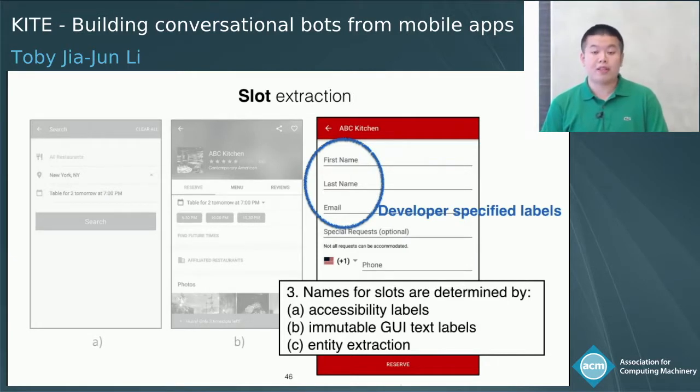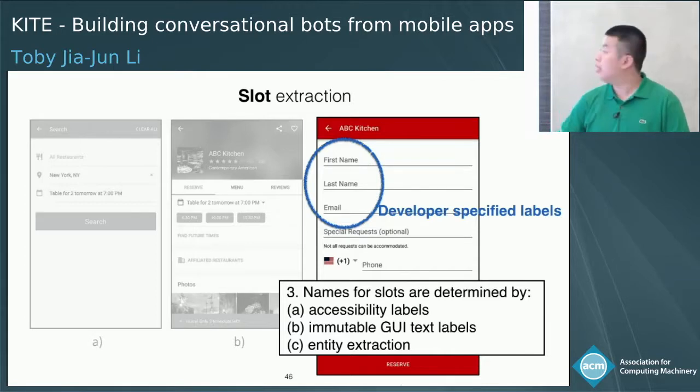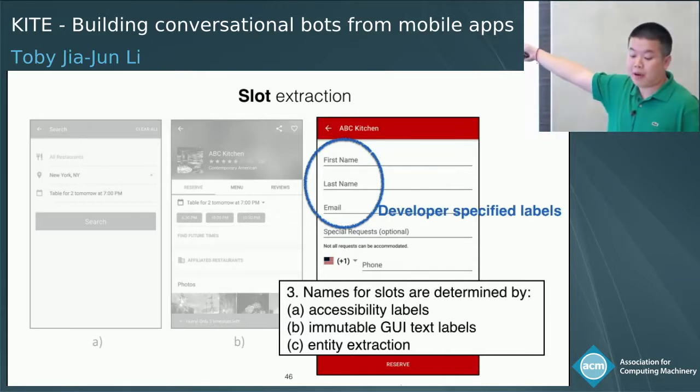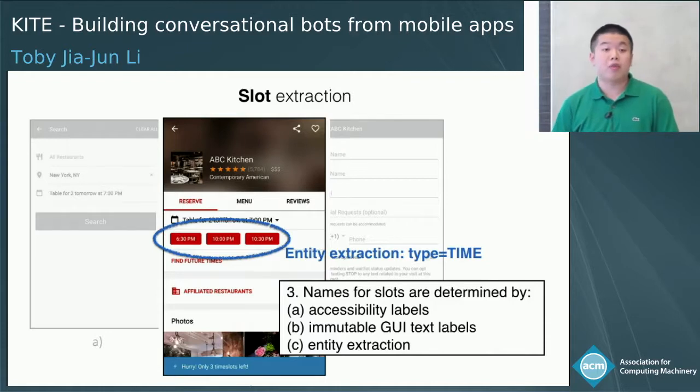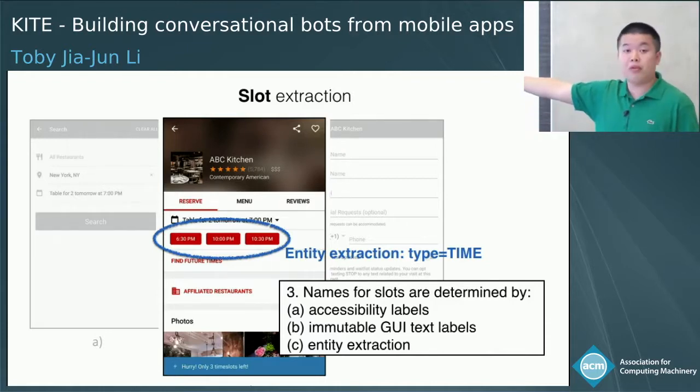Some UI elements will contain developer-specified labels, such as first name, last name, and email here. For others, we perform entity extraction on those values. Like for those with time values, we just name this time.